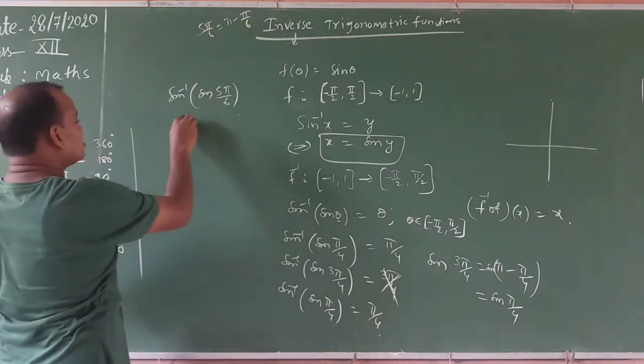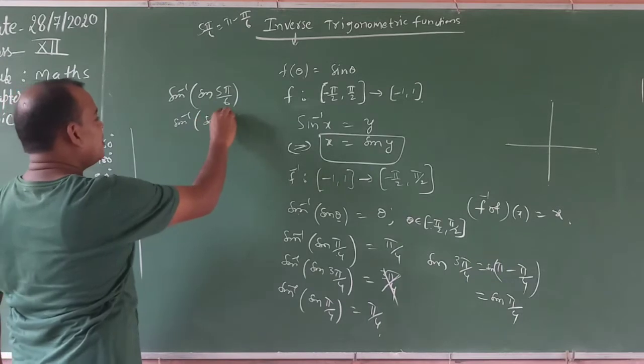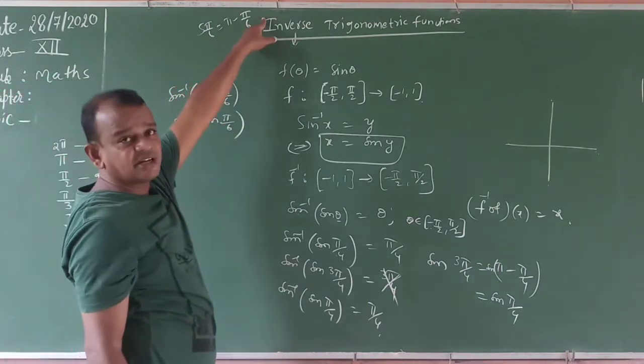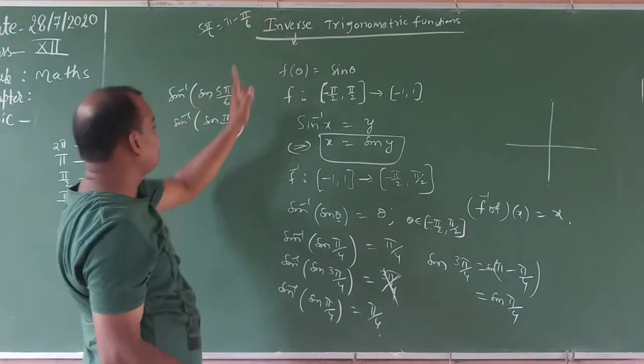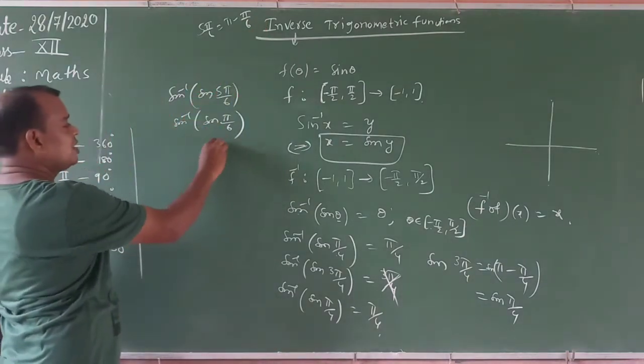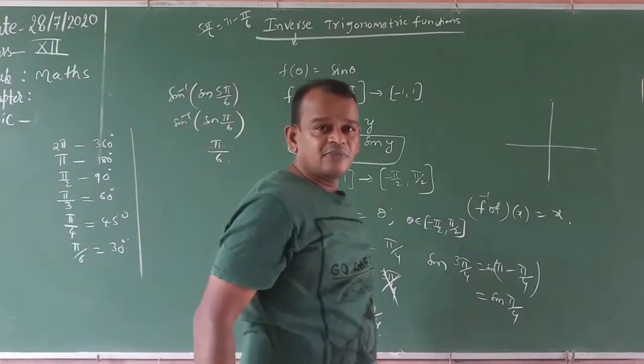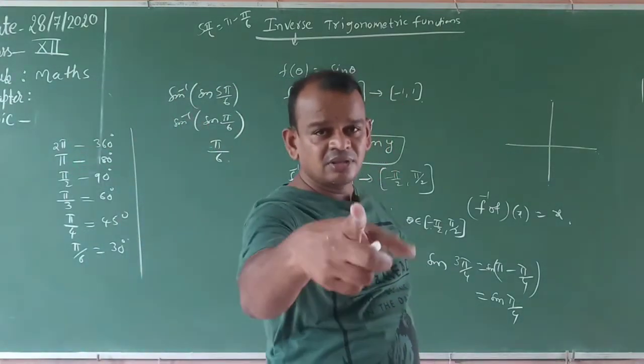That equals sin inverse of sin of (pi minus pi by 6). Applying sin of 180 minus theta, which means sin theta, now the sin inverse cancels. The answer is pi by 6. Have any doubt? No doubt.